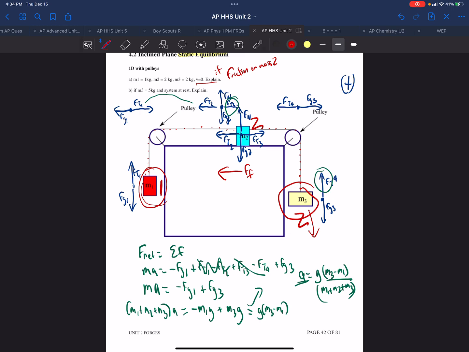And what if mass 3 is 5 kilograms? How would we explain that at rest? Well, explaining that at rest, again, would be by having friction.